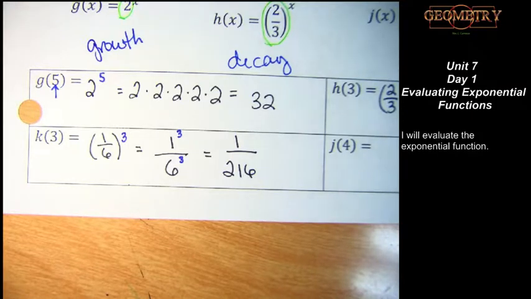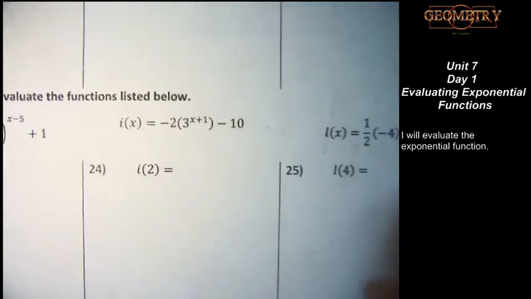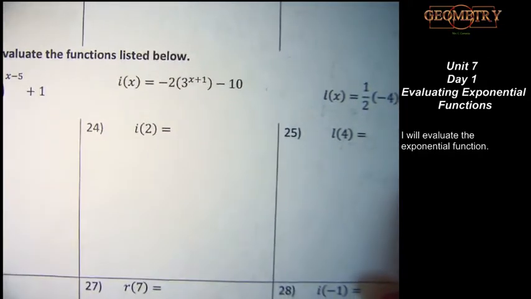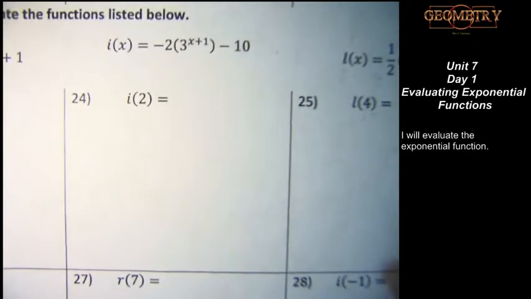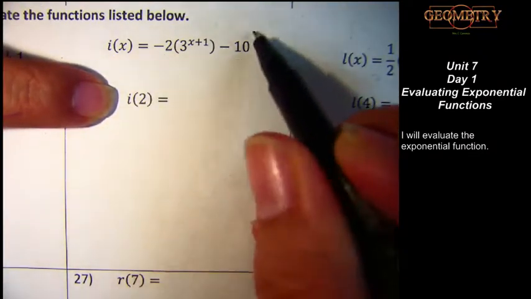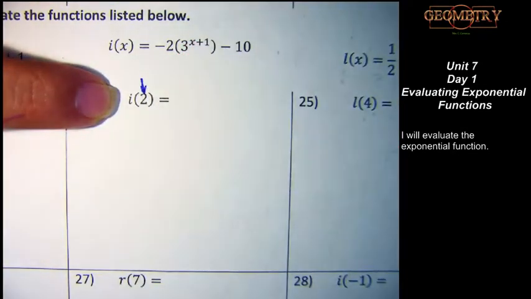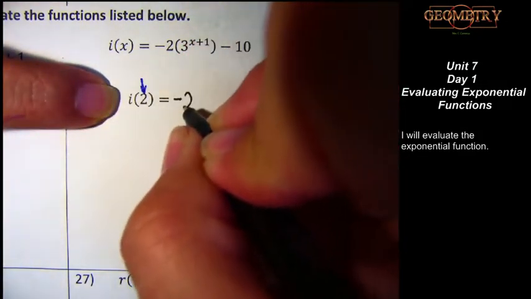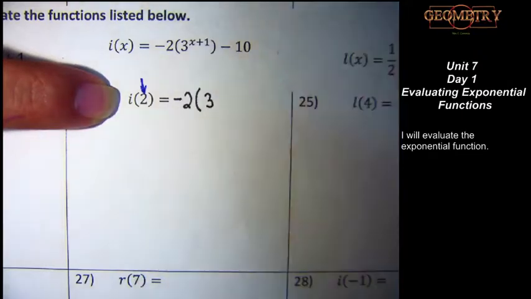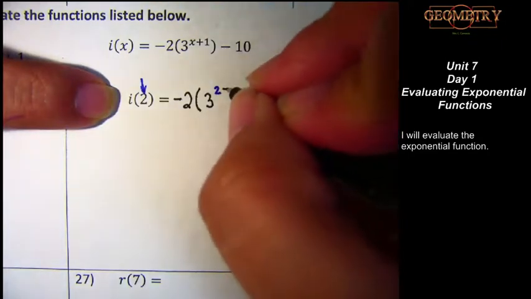All right, I do want to come to your homework because there's a couple of items I want to do with you on your homework. Let's look at number 24, which deals with I of x. This says take the function for I, and wherever you see an x, replace it with that 2. So I'm going to rewrite the entire I function, except anywhere I see an x, I'm going to replace it with the number 2.